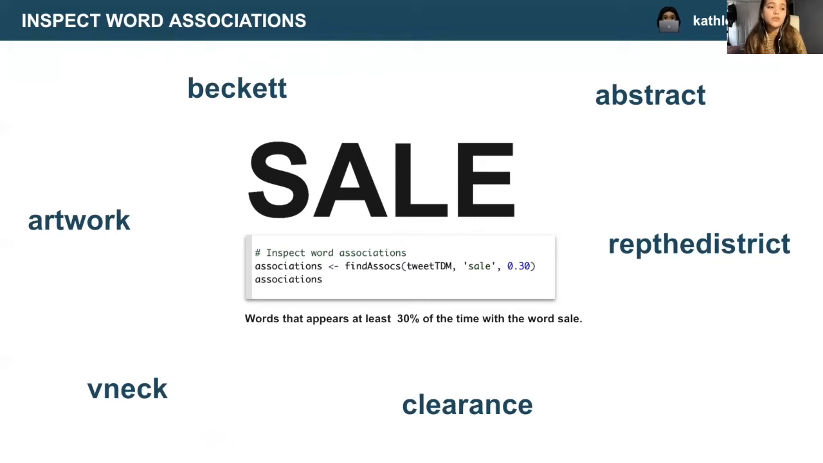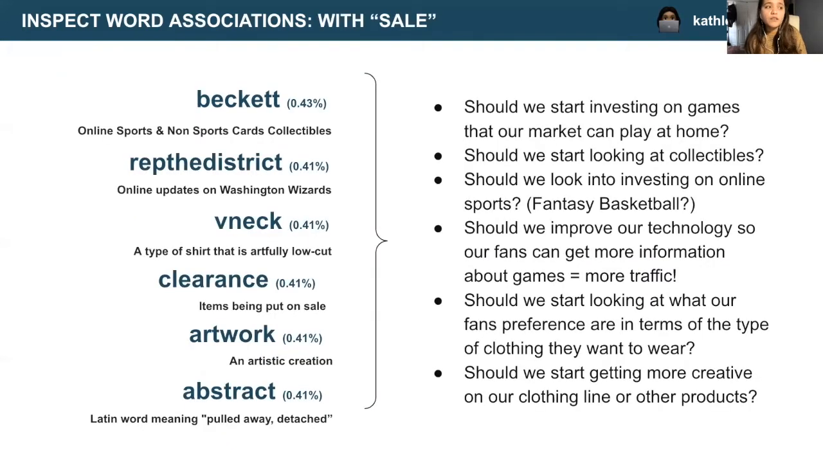The next thing I did was inspect word associations from the keyword "sale". I wanted to find what words appear at least 30% of the time with that keyword. I found Beckett, artwork, v-neck, clearance, rep the district, and abstract. What are these words about?